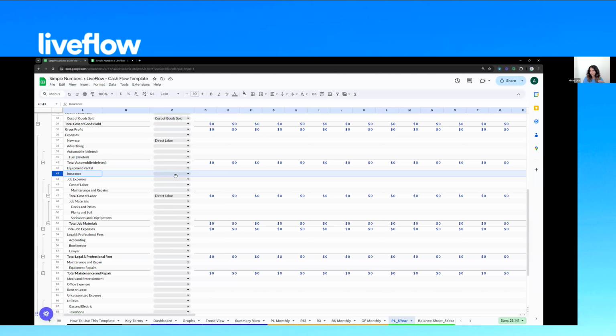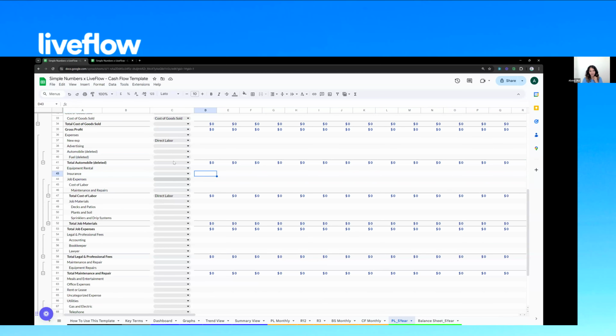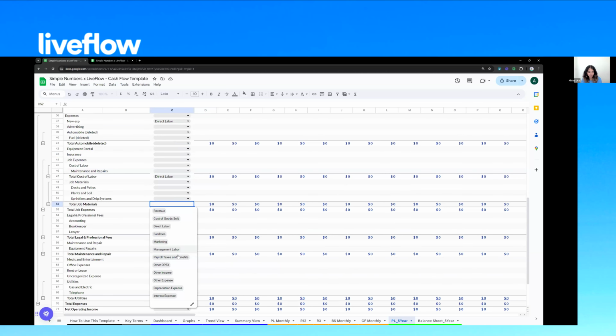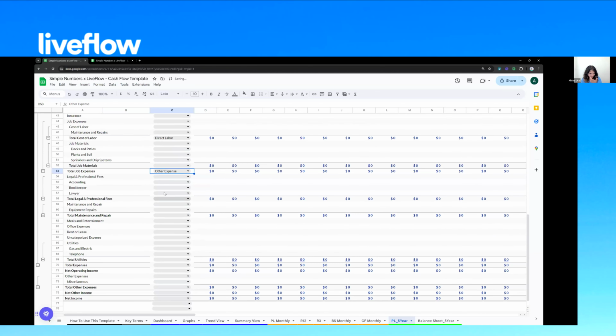And at most, it would just be mapping the new account that's come in, or if you have mapped it at a parent account level, then generally you don't even need to do anything. You will automatically see it updated. So it really takes away that time and headache associated with updating a model whenever your chart of accounts changes. So in this case, you can just go ahead and map everything to whatever is relevant based on your chart of accounts. I'm just going to put other expenses or management labor, etc. This is just dummy data, so don't think too hard about this.